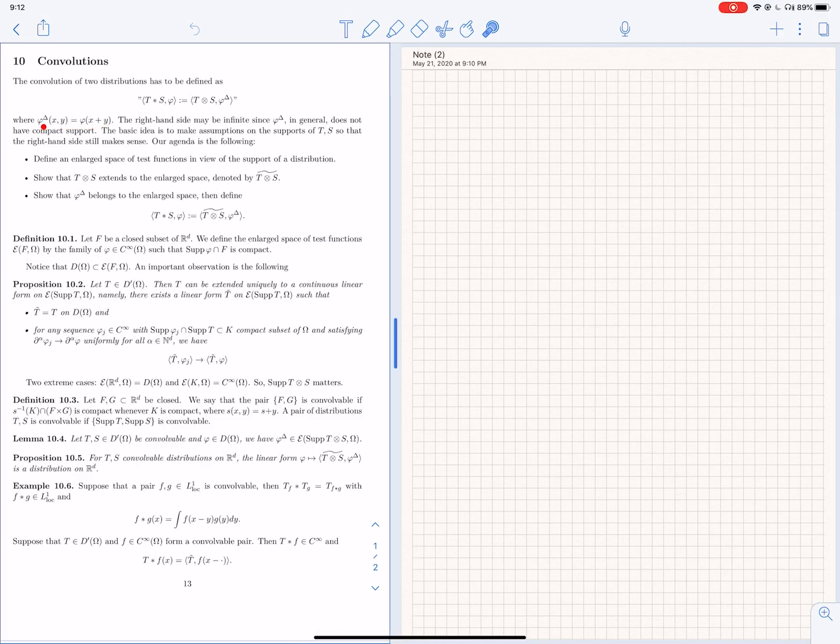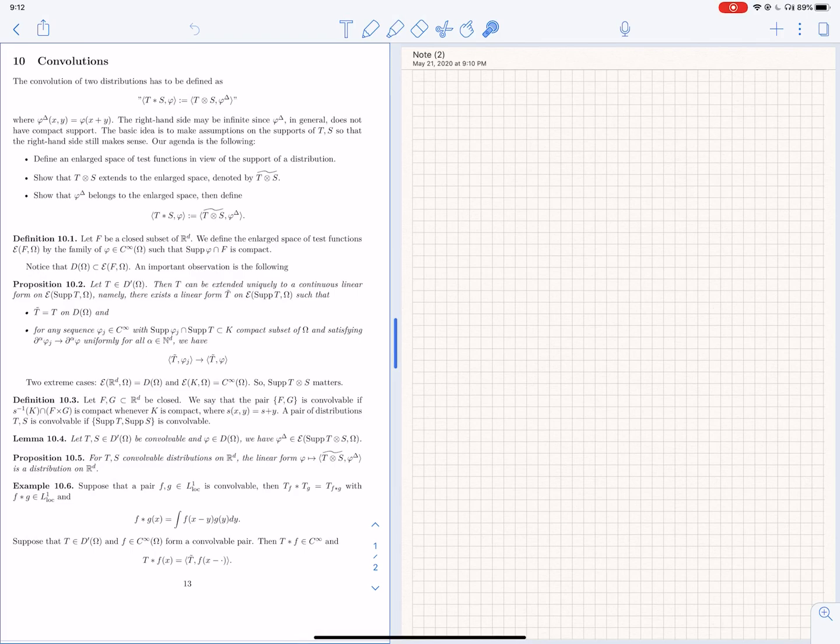So phi delta of x and y is defined to be phi of x plus y, okay? And phi is taken to be a test function. And as I mentioned last time, phi being a test function does not imply that the phi delta function is a test function. In particular, we can find examples for which the support of phi delta is unbounded.